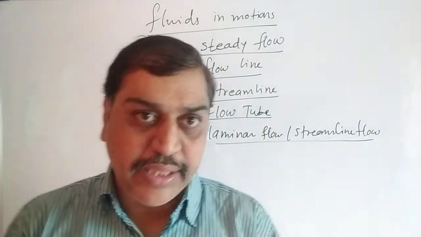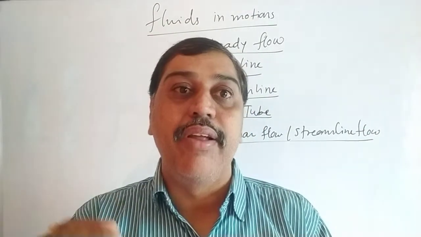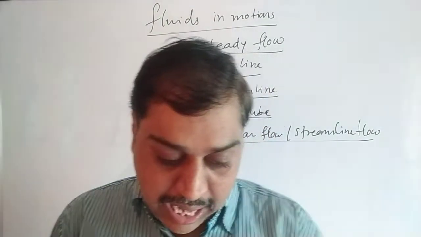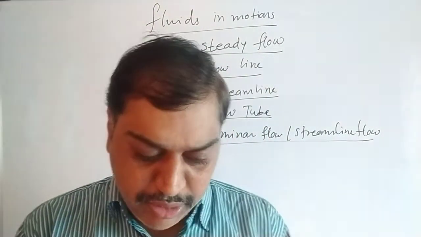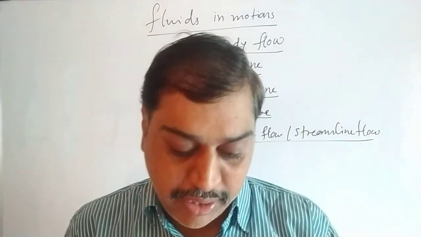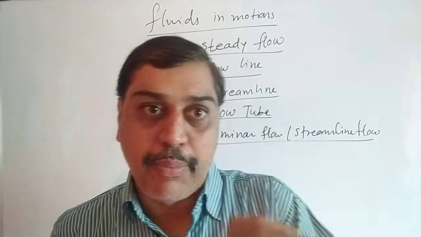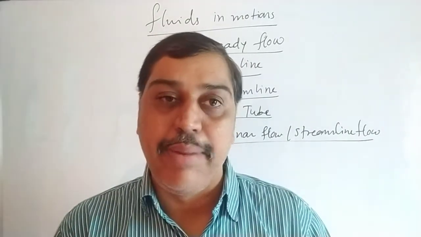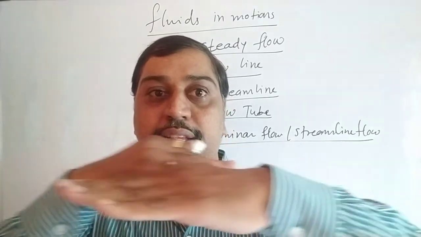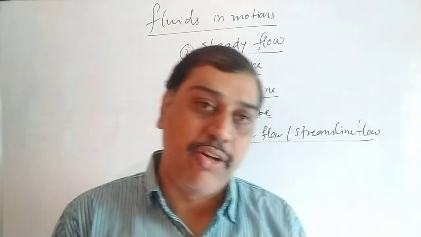The flow in which adjacent layers of liquid flow smoothly. They are moving smoothly, but they are not mixing with each other. One of the best examples they have given: flow of river can be assumed as laminar. This part is moving, another part is also moving, they are moving in the same direction but they can't mix with each other, and that type of flow is said to be laminar flow.